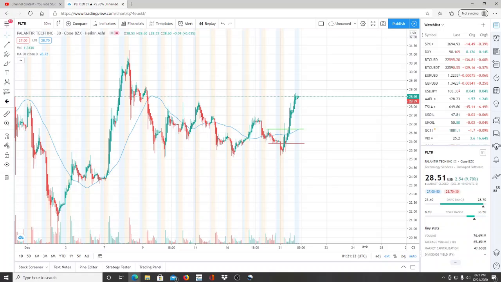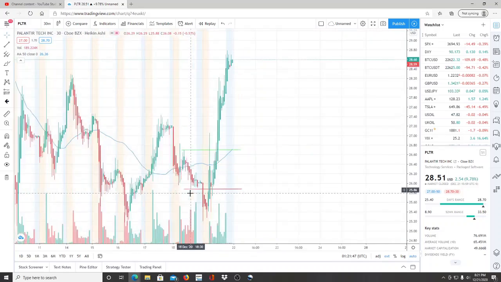So here we are with PLTR being a very, very volatile stock. I mean, this is just running up, running down, and then it just ran up again, right? So you could see that. It ran up, ran down, ran up here, ran down, and then it just ran up today from these lows here of almost about $25 and some change.